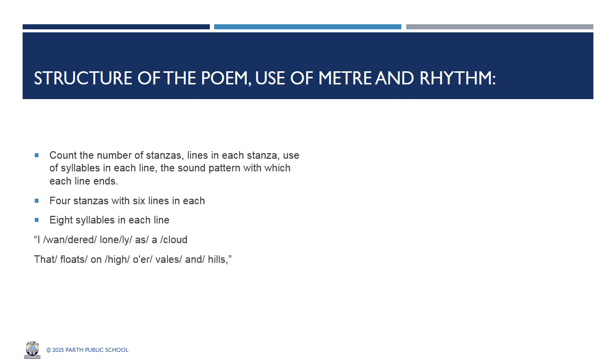Now when I have marked the syllables: I, wan, dered, lone, ly, as, a, cloud. Similarly, I have split the syllables in the next line. Now, how do I identify a syllable? I have to simply look at the use of vowels. Every syllable can have one and only one vowel.